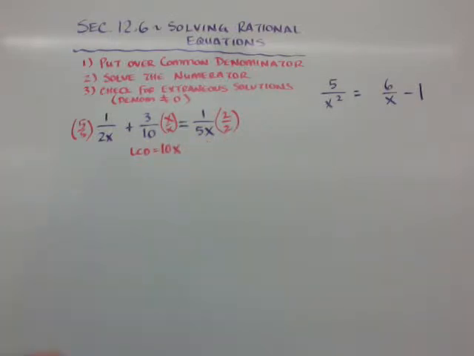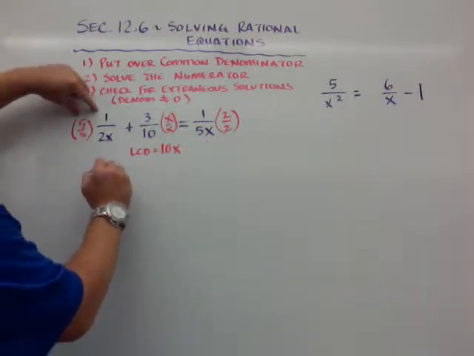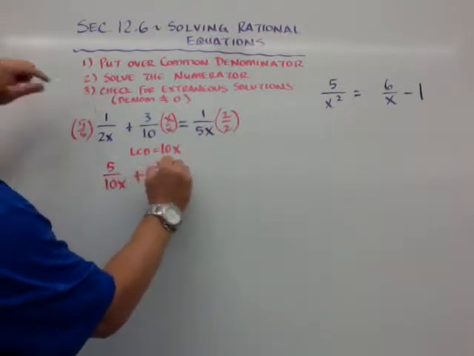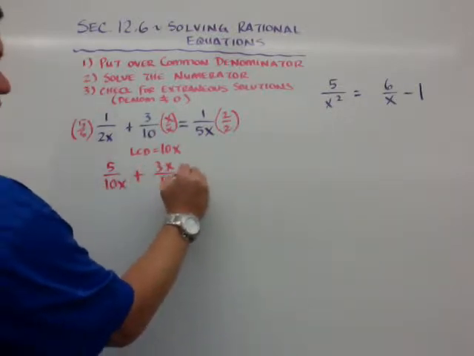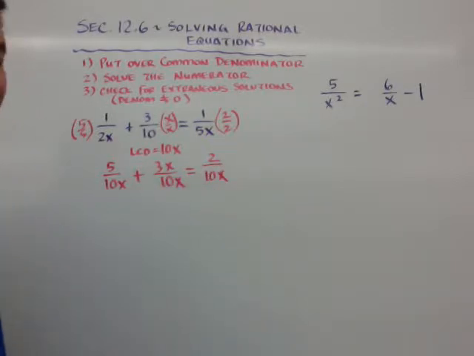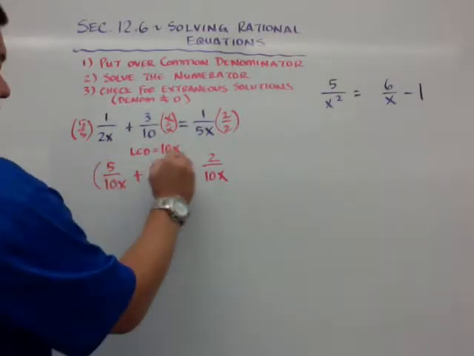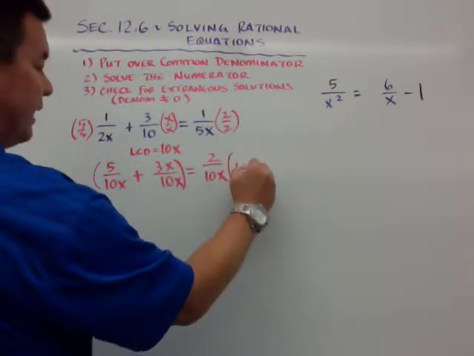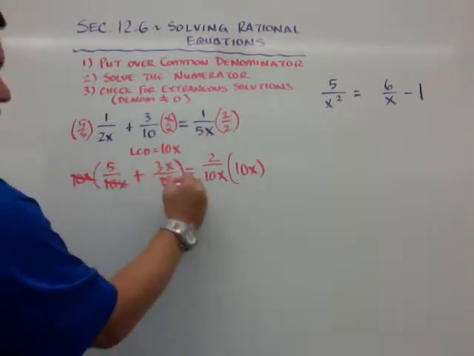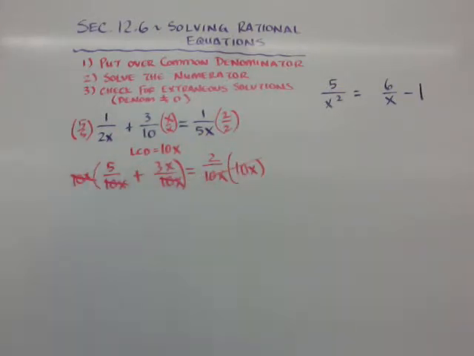Okay, so now I just need to multiply my fractions. So this becomes 5 over 10x plus 3x over 10x is equal to 2 over 10x. And the reason you can drop off the denominator is I could multiply both sides by 10x, and when I distribute it in, it cancels out the denominator. I'm just going to show on this one, but from now on, I'm not going to show it.